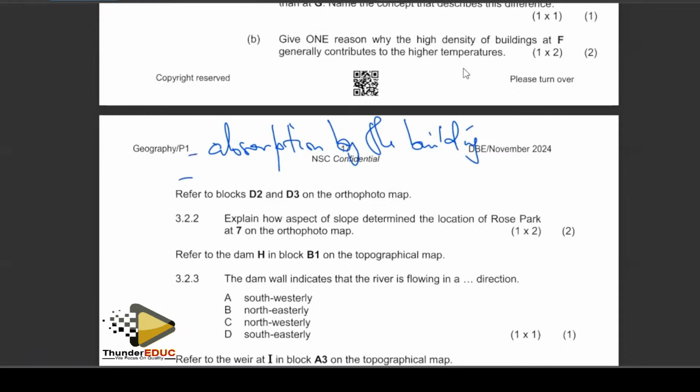And also, we can talk of reflective surfaces. The buildings have got reflective surfaces, like glass and shiny surfaces. They do reflect the heat, which will also contribute towards higher temperatures in the built-up area. Then question 322 is talking about explain how aspect of slope determined the location of Ross Park at 7 on the orthophoto map.